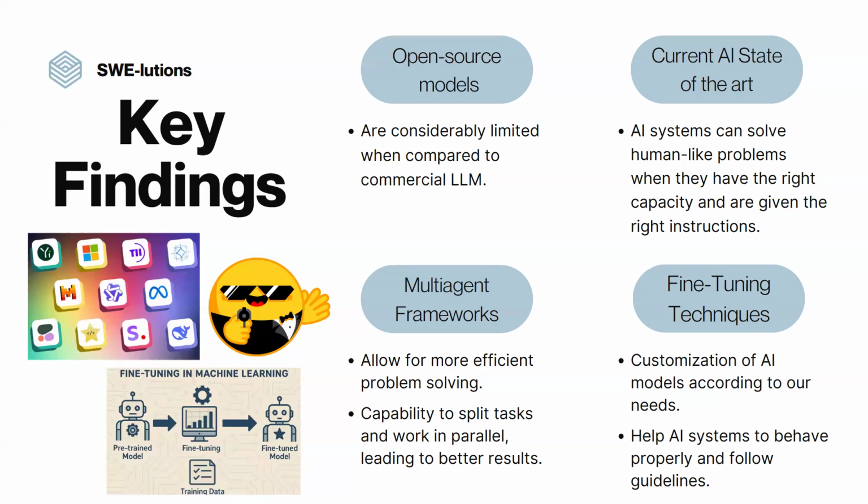Also, regarding our scope, the multi-agent frameworks allowed us more efficient problem solving and more capability to split the tasks that before were done by just a single agent, leading us to better results. And finally, regarding the fine-tuning techniques, we found out that customizing AI models according to our needs by fine-tuning made the AI system or the LLM behave more accordingly to our particular scope and follow our guidelines.